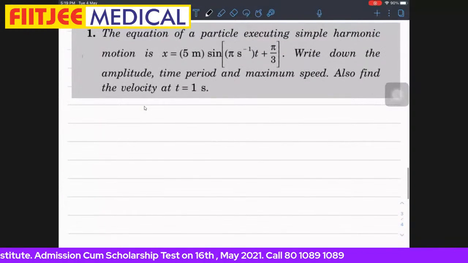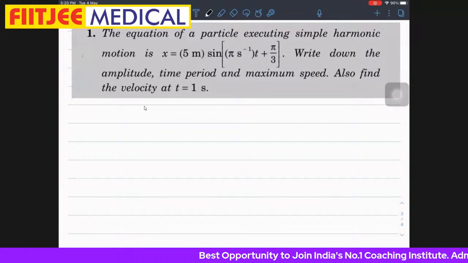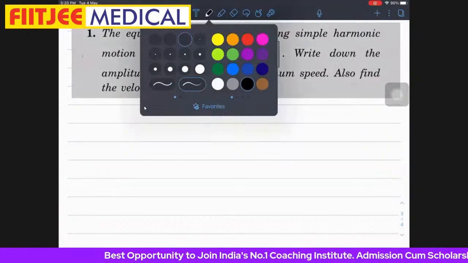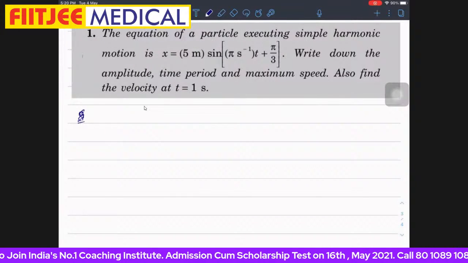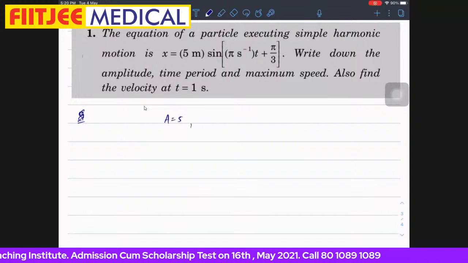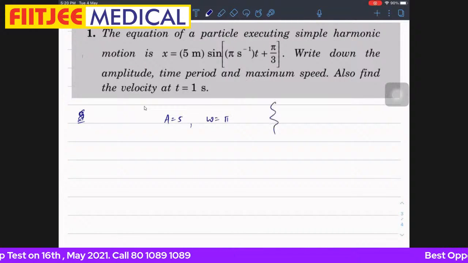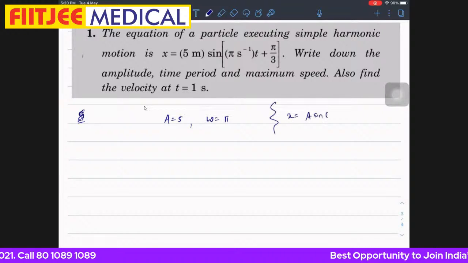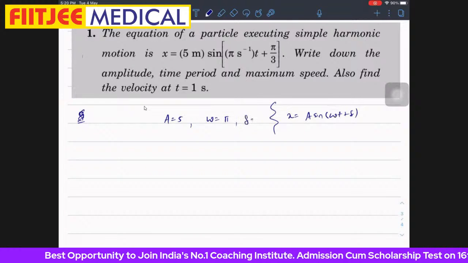So first question we have. They have given the equation of a particle executing simple harmonic motion as x equals 5 sine pi t plus pi by 3, with t in seconds. Write down the amplitude, time period, and maximum speed. Also find the velocity at t equals 1 second. So the amplitude is 5 and omega is pi. I'm comparing the above equation with x equals a sine omega t plus delta: a equals 5, omega equals pi, and delta equals pi by 3.